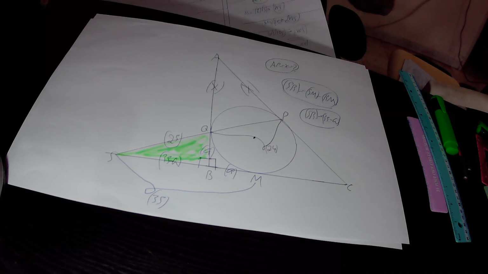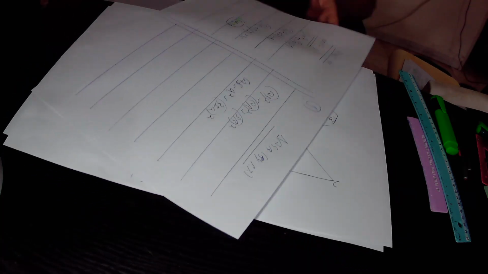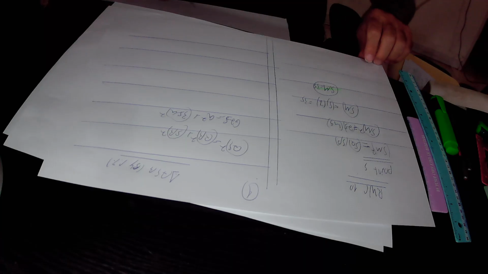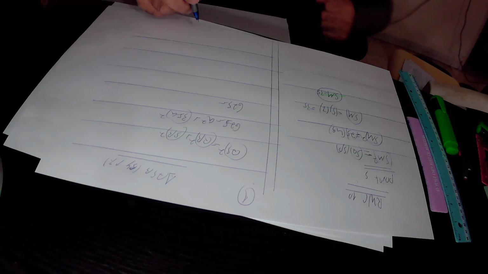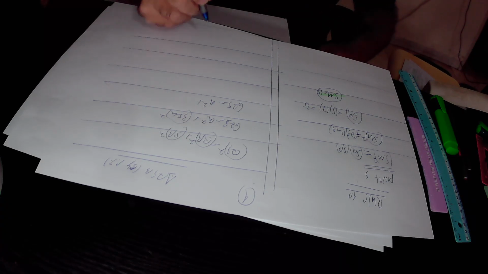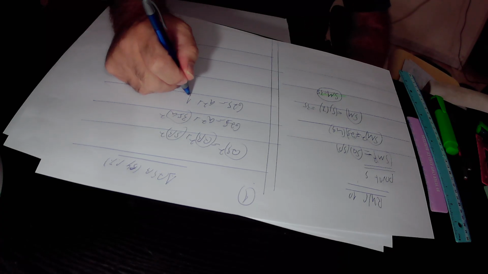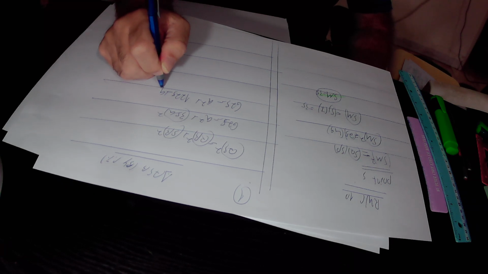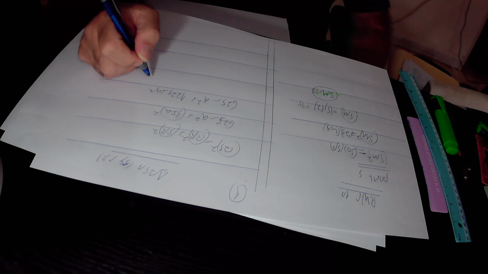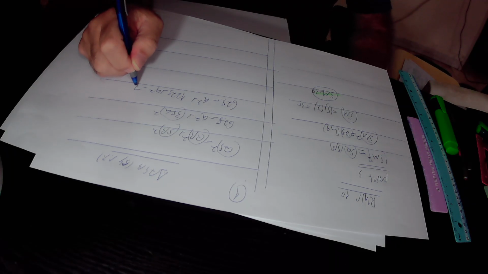So in total, 625 equals 8 squared plus 35 minus a squared. Now 35 minus a squared equals 35 squared, that is 1225, plus a squared, minus 2 times 35 times a, that is 70a.